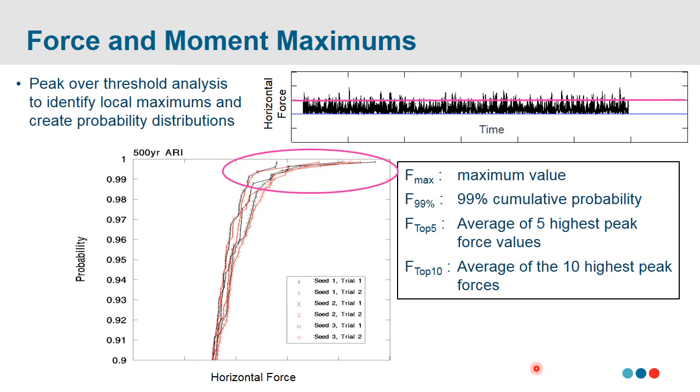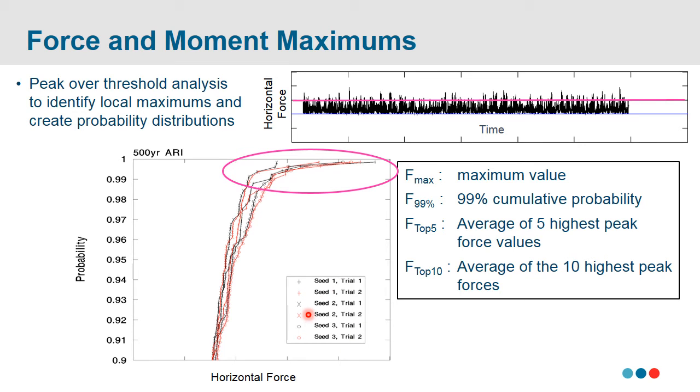Let's now look in a little more detail at the peak force. Here we have a typical force time history, measured over a 2-hour-long test. We used a standard peak over threshold analysis to identify the local maximums in the record, and from those we create probability distributions. So you see 6 of those plotted down here. These are for 3 different realizations, each repeated 2 times, trial 1 and 2.